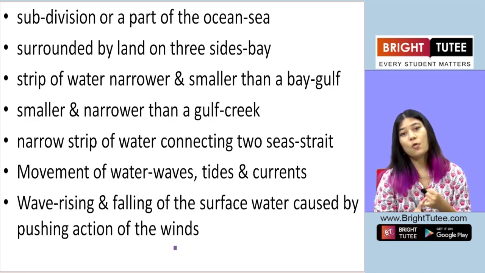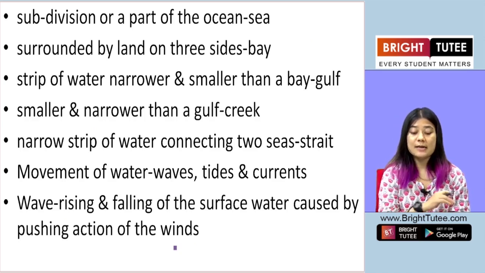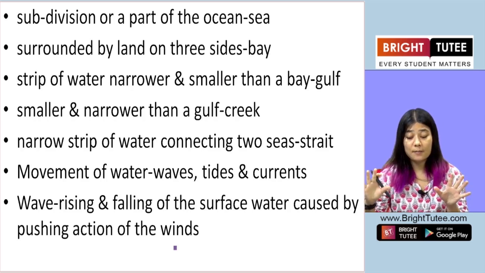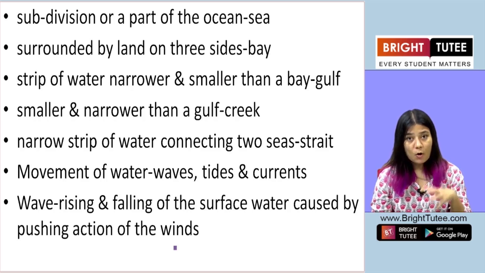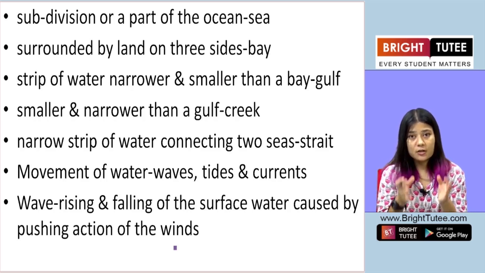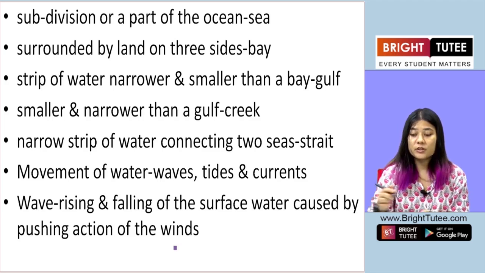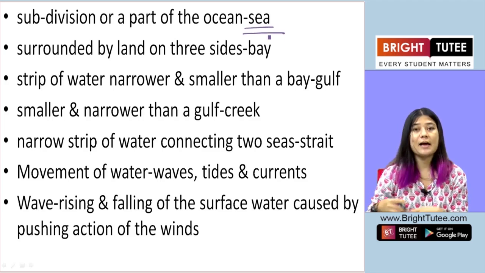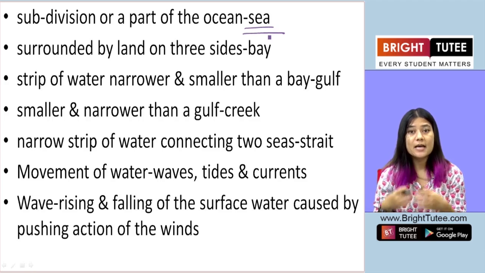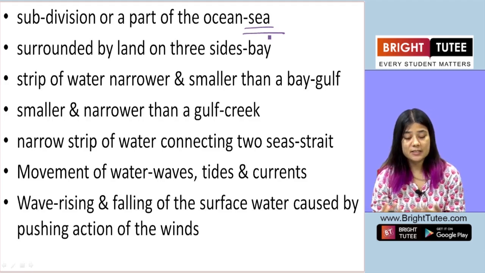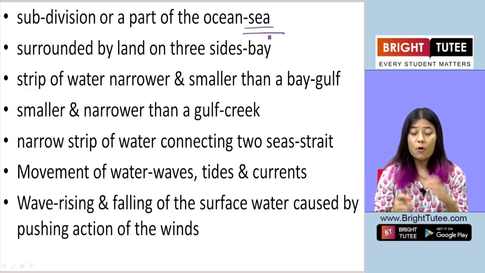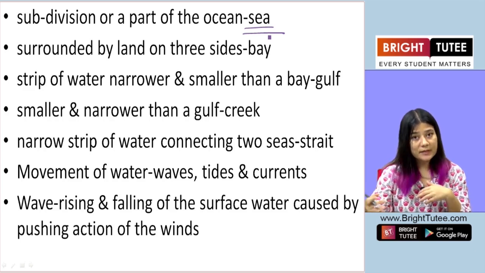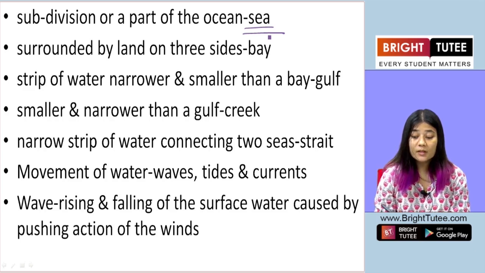Now we know what oceans are. Oceans are large or vast masses of water. Now a small part of that ocean, a subdivision of the ocean, is called a sea. So we have many seas, right? Arabian Sea, Caspian Sea, these are all small parts or subdivisions of the ocean. Okay, but they're part of the ocean.